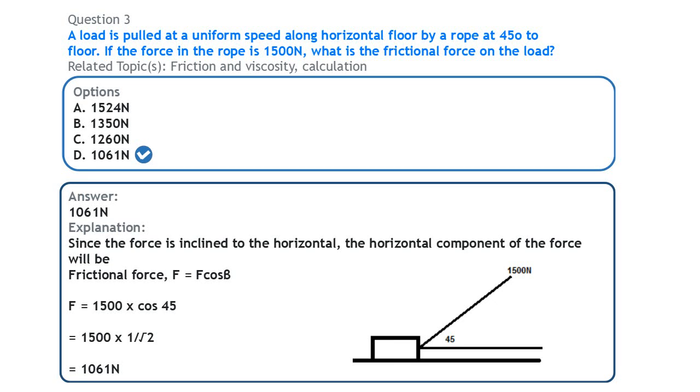The angle between that rope and this parallel line, the floor, is 45 degrees. The force in the rope, with which the rope is being pulled, is 1500 Newton. So the question is to calculate the frictional force. That will be the horizontal component of the applied force here. So you say the frictional force is equal to F cos beta, where this beta here is the angle of inclination to the horizontal. So you have the applied force as 1500 Newton times cos 45.